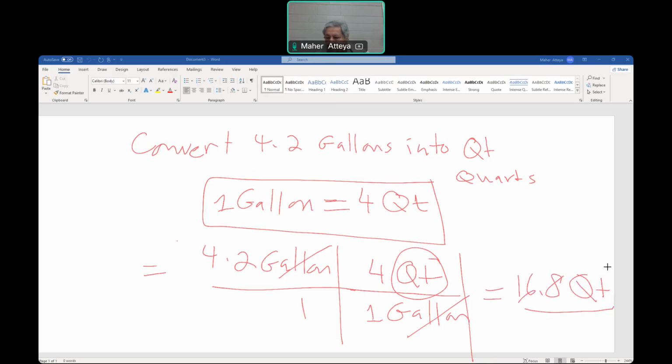Now, this is not the final answer, per se. The final answer might be corrected for rounding off. We have here 2 sig figs, correct?